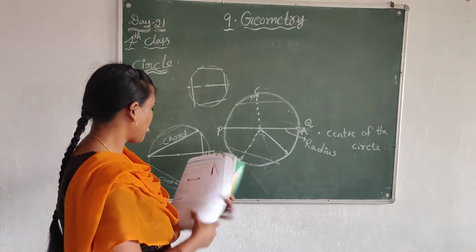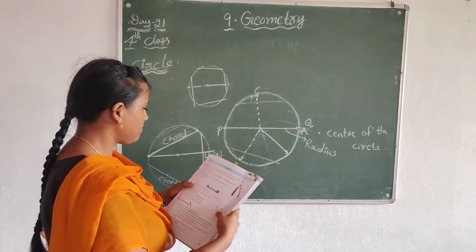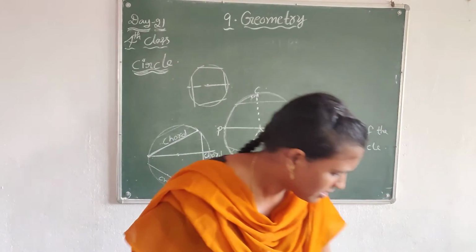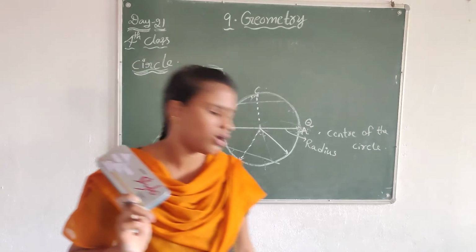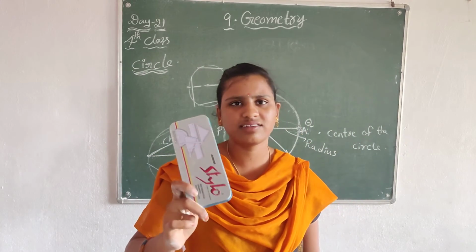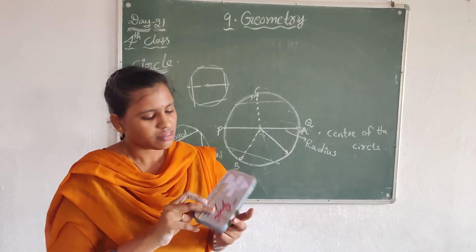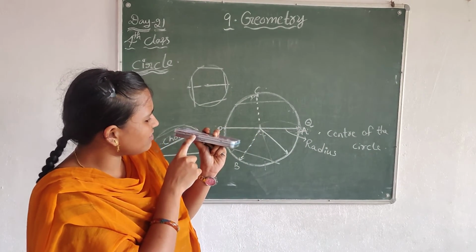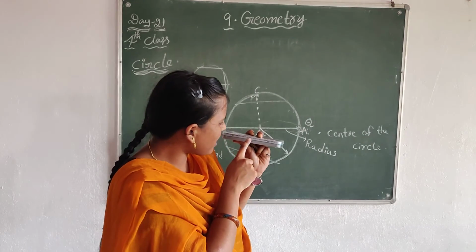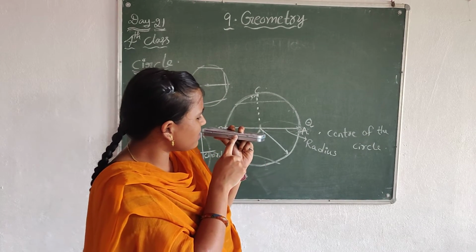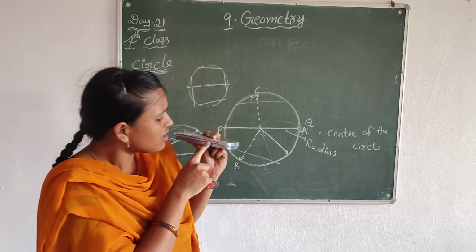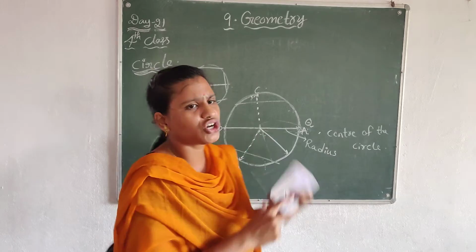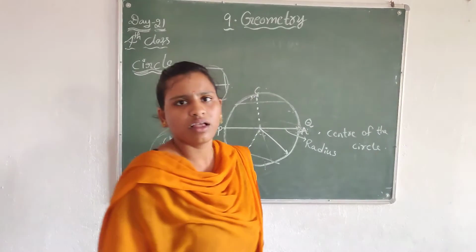So see, for example, have you seen a compass box? Did you see it anywhere? Yes. In this compass box, we have some things: divider, eraser, pencil, set square 45 degrees, set square 60 degrees, scale 15 centimeters, protractor 180 degrees and sharpener.